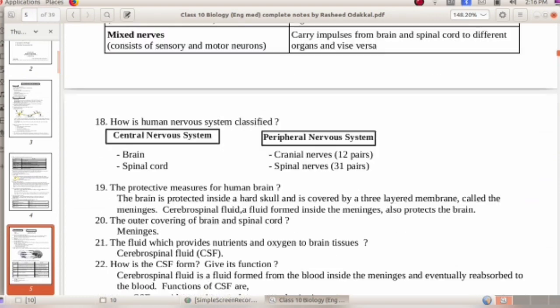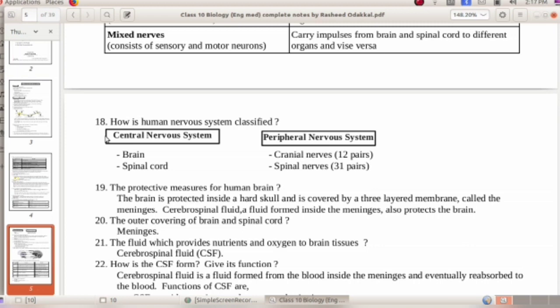Then we are going to see the classification of nervous system. The nervous system can be classified into two: central nervous system and peripheral nervous system. The central nervous system contains brain and spinal cord, and the peripheral nervous system contains the nerves from the brain, that is called the cranial nerves. They are 12 pairs, and spinal nerves, which are the nerves formed from spinal cord. There are 31 pairs of spinal nerves in our body.